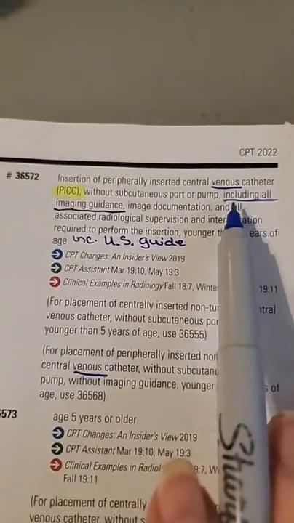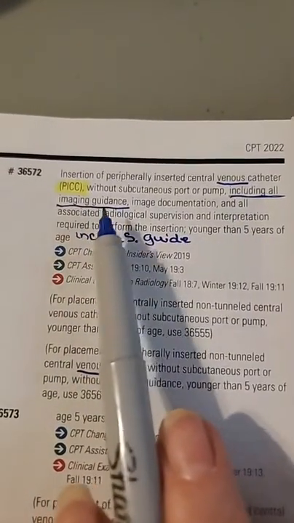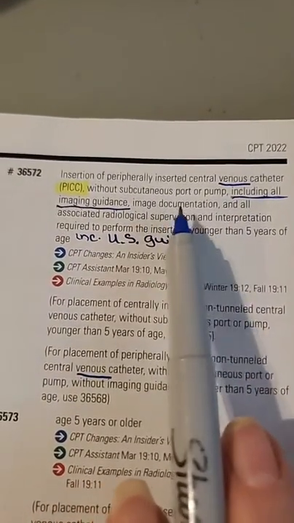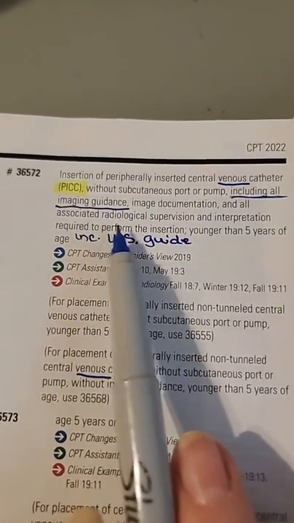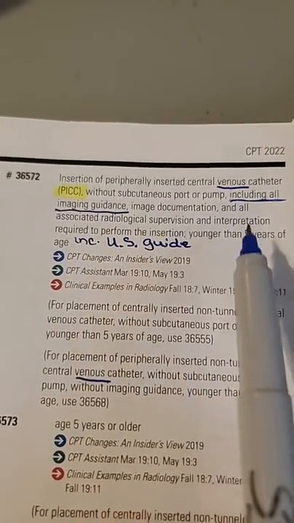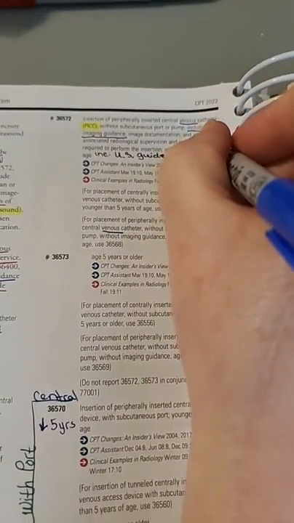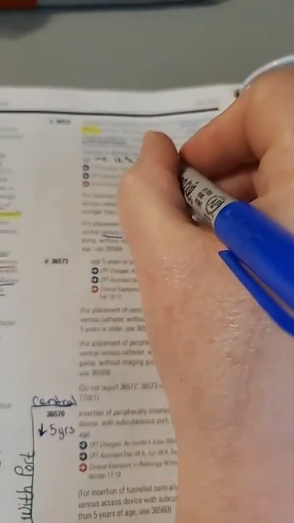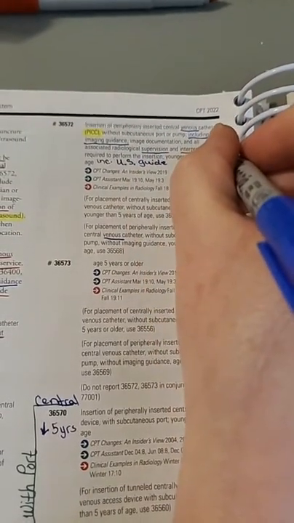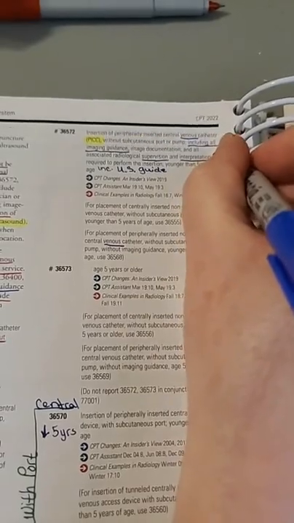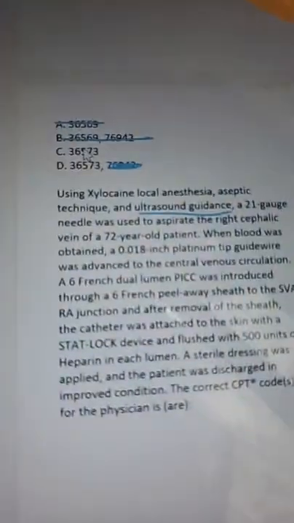the code in the CPT code descriptor says it includes all imaging guidance, any imaging documentation, any associated radiology supervision and interpretation. It includes S&I and everything. Everything to do with the radiology department. Absolutely. S&I is included.